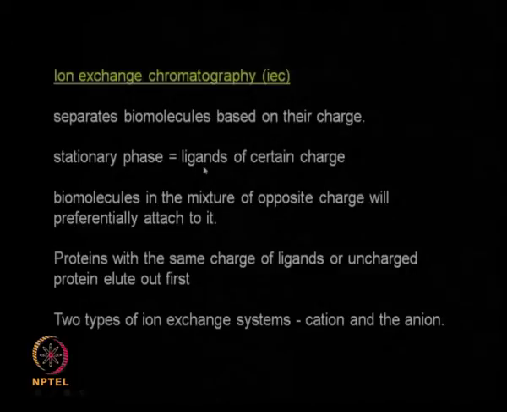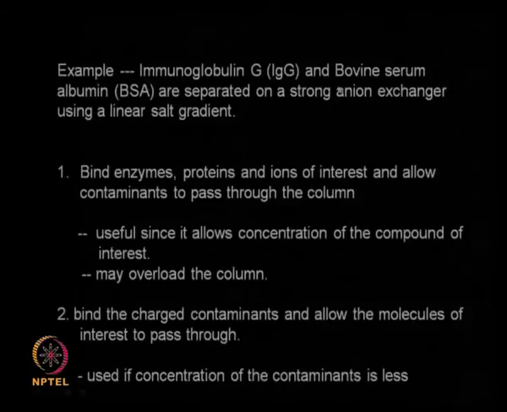So on the stationary phase we attach ligands of certain charge. So biomolecules in the mixture of opposite charge will preferentially attach. Proteins with the same charge as the ligands or uncharged proteins elute out first. So we can have two types of ion exchange chromatography, cation and anion, and a mixed cation anion chromatography is also possible. So for example, immunoglobulin G, IgG, and bovine serum albumin, BSA, are separated on a strong anion exchanger using a linear salt gradient.